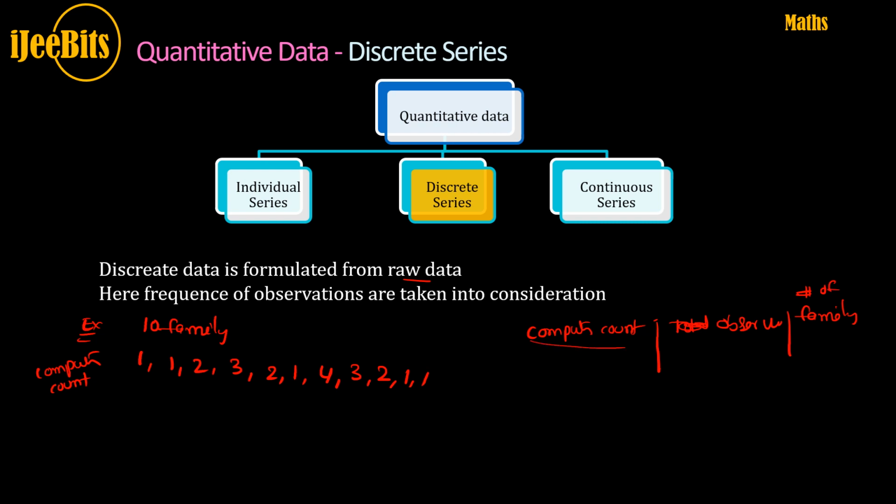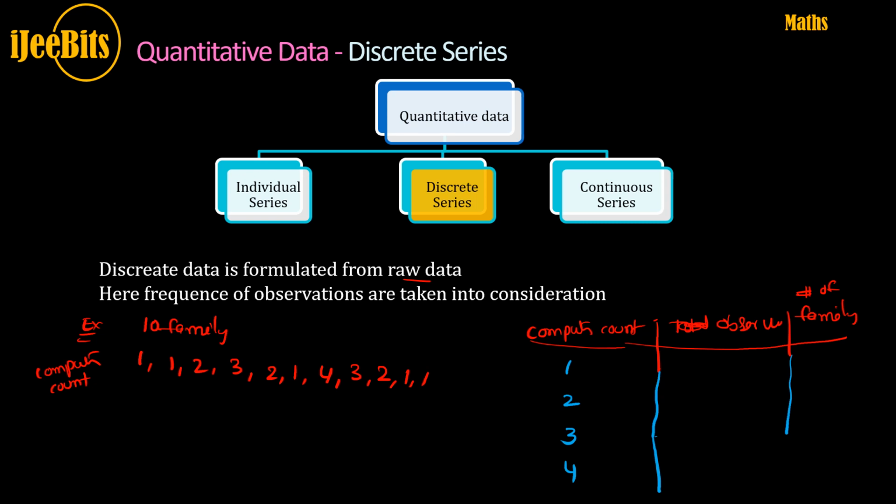So let's calculate it. Let me use a different color. Assuming that I have 1, 2, 3, 4 computers maximum, that's the max that you have. Now you will note down, very simple logic. If I have 1, you put a 1 bar, right? If I have 2, in the 2's place you put 1 bar.